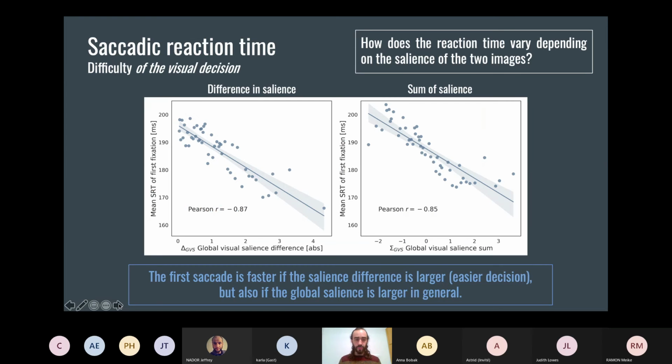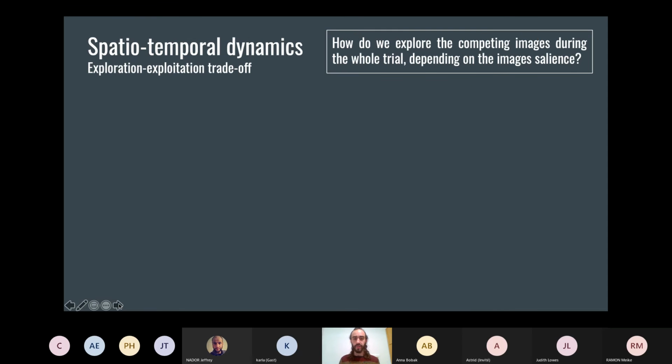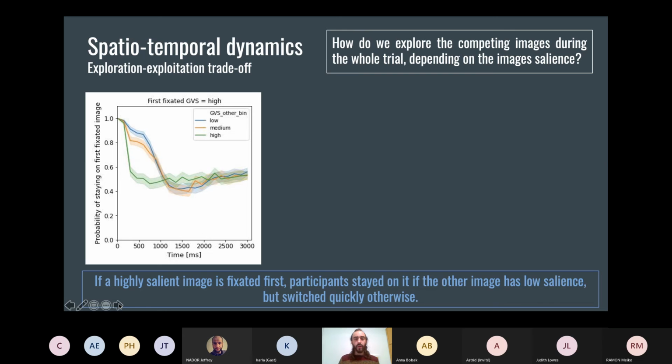This is divided into two plots. On the left, we have the difference in salience, the fixated image minus the non-fixated image. And on the right, we have the sum of the two images. In both cases, we see a strong correlation with the global visual salience. So it's a complex thing. And here, we wanted to analyze what happens in the whole trial, depending on this combination of salience. This is to see what the exploitation is.